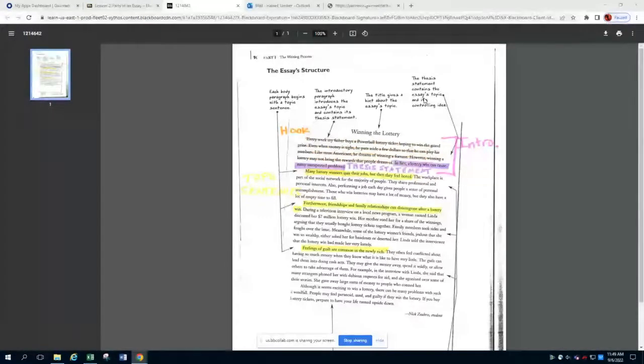So Ashima, according to this essay, what's the first problem you have when you win the lottery? That many lottery winners quit their jobs, but then they feel bored. Very good. What's the second problem lottery winners have? Friendships and family relationships can disintegrate after a lottery win. Excellent. What is the third problem that's caused by lottery wins? Feelings of guilt are common in the newly rich. Okay. You just gave me three problems that come along with winning the lottery.